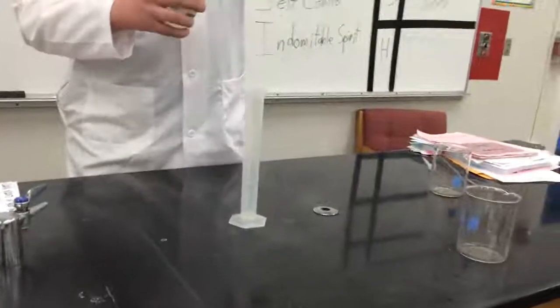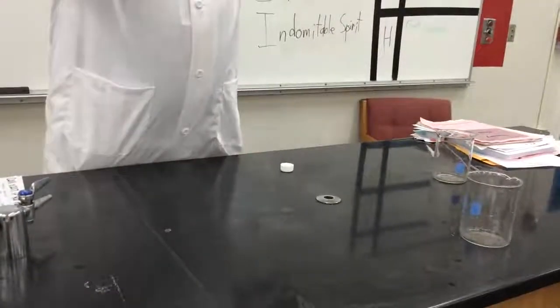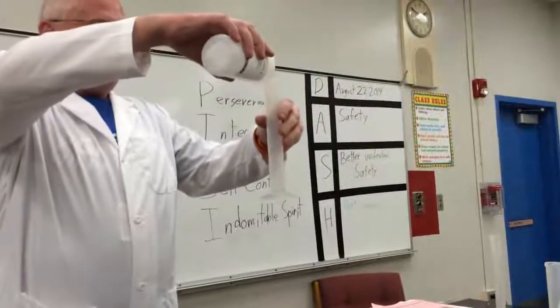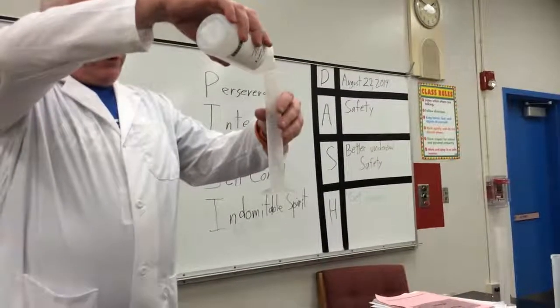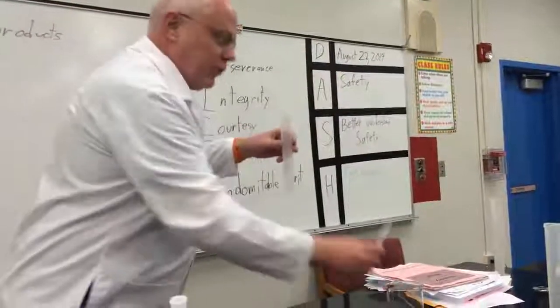All right? So they're dancing together, and I need 40 milliliters of this. So I'm going to use my graduated cylinder and measure it precisely to 40 milliliters. And I got a little too much in there, so now I'm going to use this.